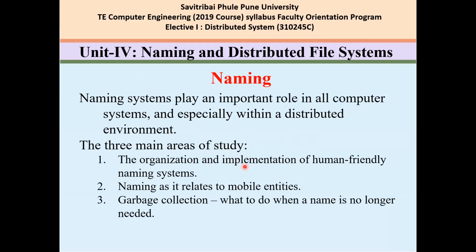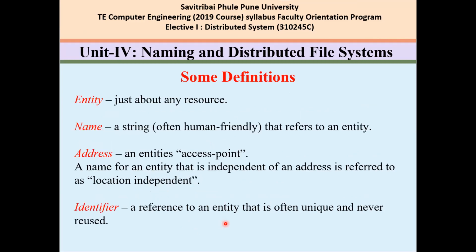So the three main areas of study here are the organization and implementation of human-friendly naming systems, because they should be acceptable and easily graspable and understandable by the client. Naming as it relates to mobile entities and garbage collection. Okay, that means you should be knowing that when that name is no longer needed, what is to be done with that, fine? So now some definitions which are required to understand naming services, like an entity, just about any resource, as you have already studied in DBMS, an entity, right? So an entity can be any particular resource or module.